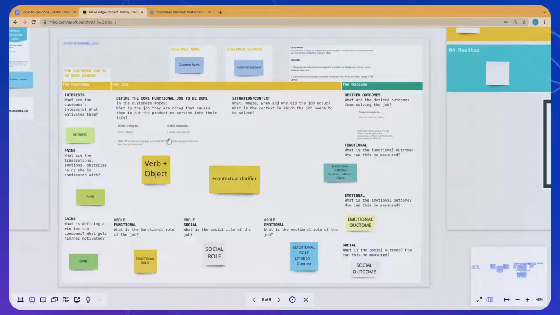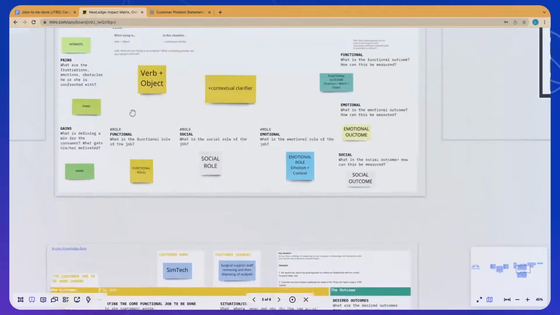And as you know, this comes directly from the customer problem statement. We've defined the core functional job to be done, the situation and context in which it's occurring, and we've looked at outcomes or metrics to determine what success would look like. The rest of this we complete in later lessons.